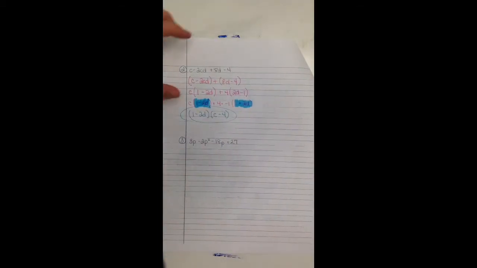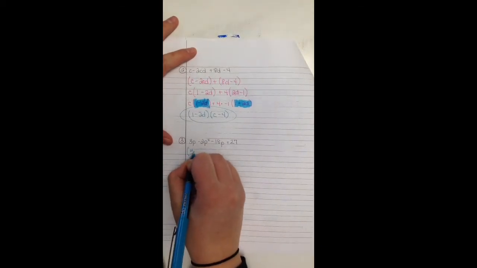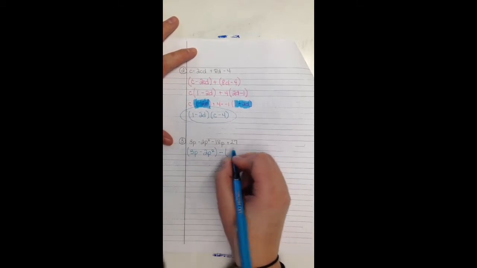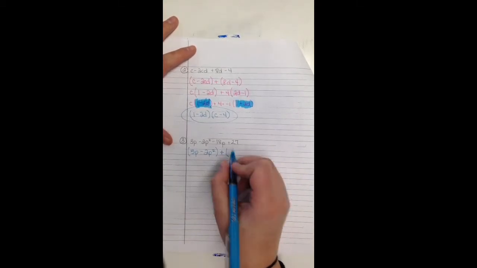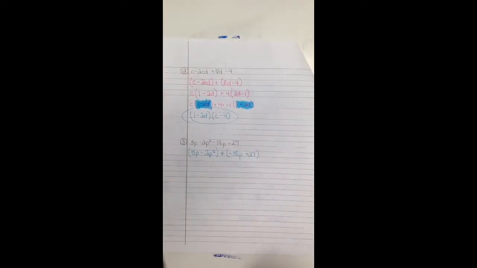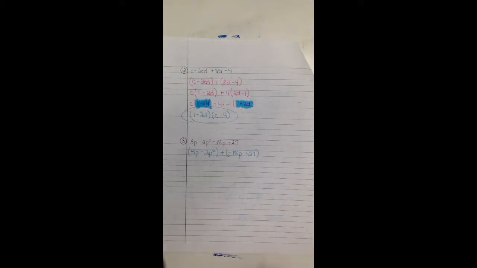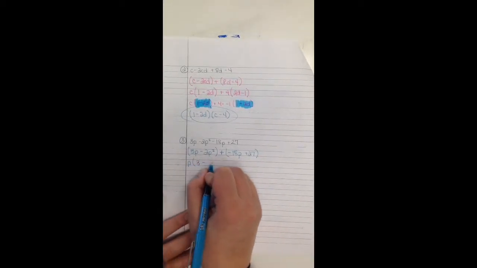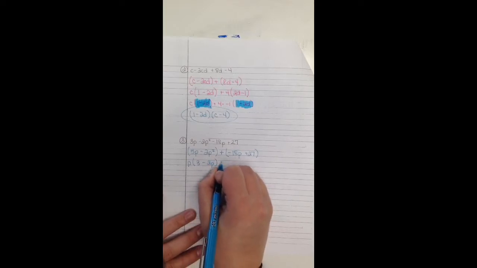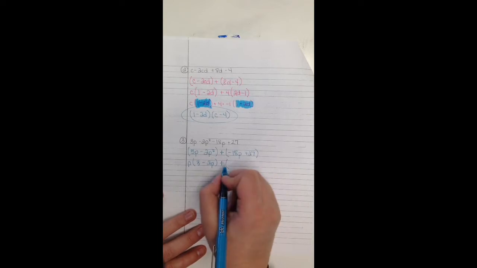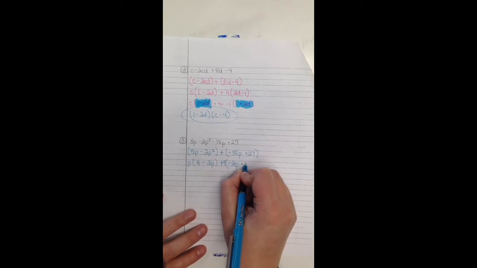Okay, I want you to try number 3 on your own. Come back when you're ready. So I have 3p minus 2p squared minus, now I'm going to actually write this as plus a negative 18p plus 27. Okay, so I can factor a p out of this, and I'm left with 3 minus 2p. Plus, I can factor a 9 out of here, and I'm left with negative 2p plus 3.